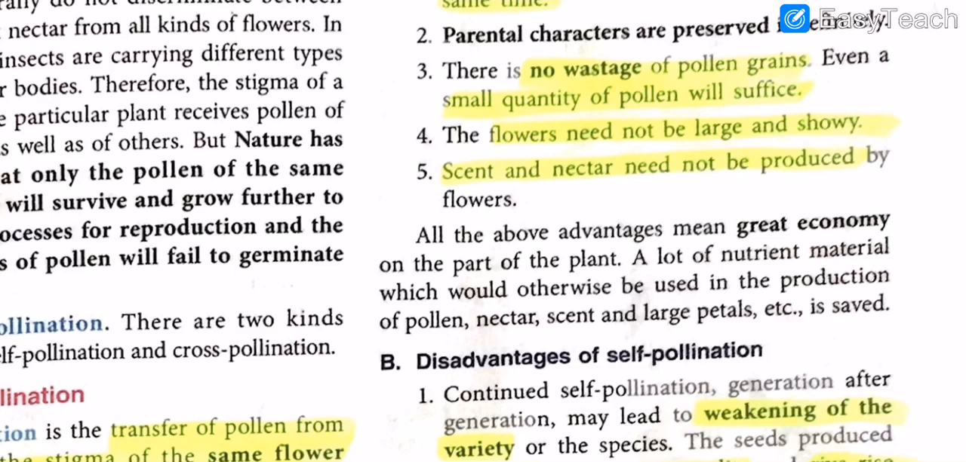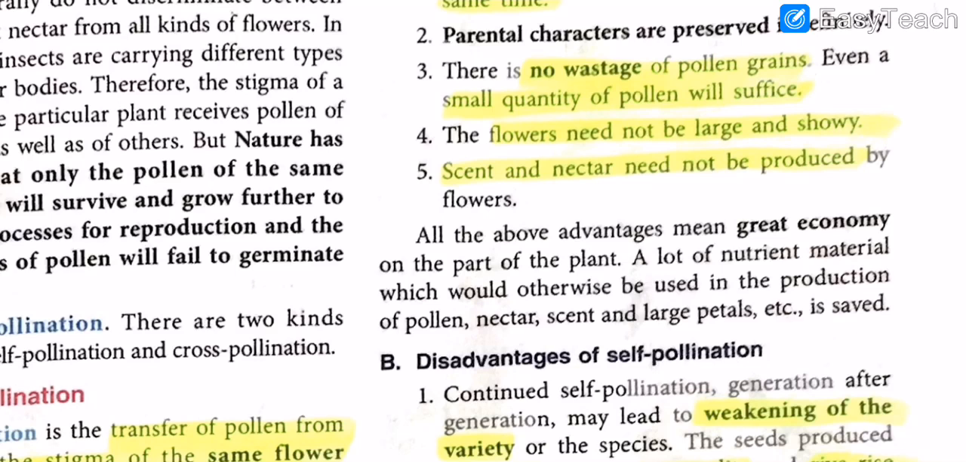Now, some disadvantages of self-pollination. Self-pollination generation after generation may lead to the weakening of the variety or the species. The seeds produced, though, are poor in quality and give rise to less vigorous offsprings. The weaker or defective characters of the variety or breed cannot be eliminated, and it does not yield new varieties. The genetic traits of the same plant with no change and without intermixing are passed on to the next generation. Thus, there's little chance for improvement in the next generation.